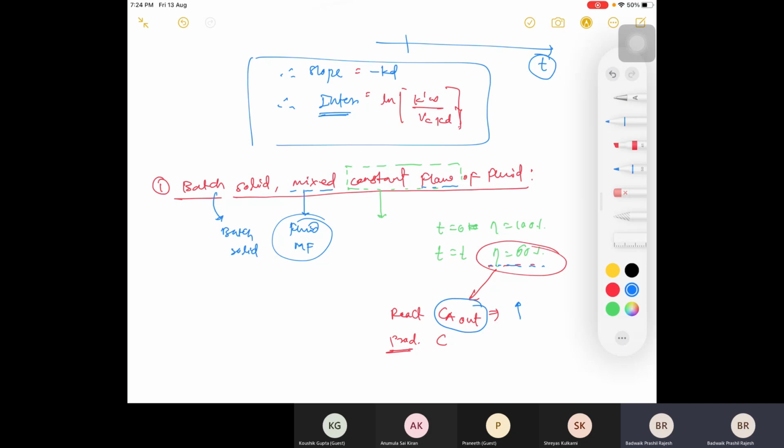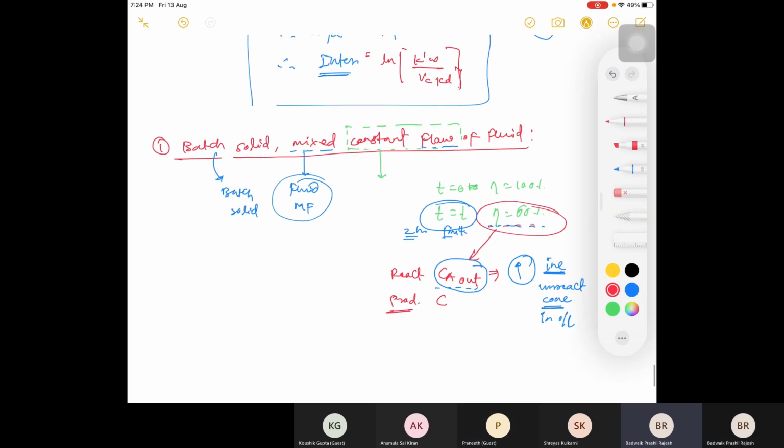Efficiency is decreased, that means you will not get the desired conversion in this time t. This is finite time, by the way, maybe 2 hours, 3 hours. So you will not get effective conversion at the exit. You will be having unreacted reactant at the exit. That means the concentration of unreacted product in the outlet stream will increase. Clear this?